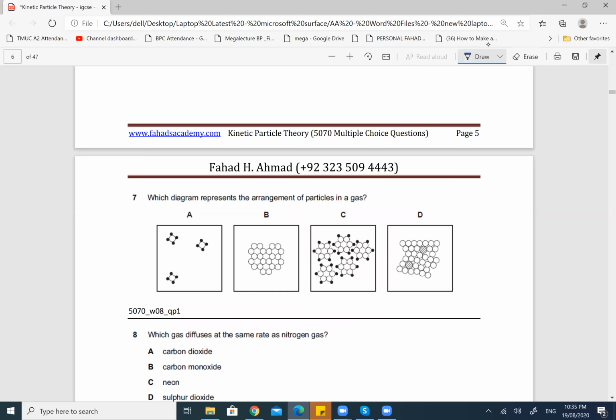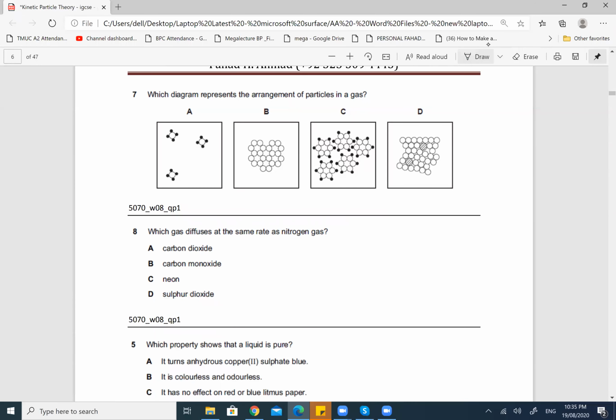The next one is which gas diffuses at the same rate as nitrogen? Although we haven't studied atoms and compounds, do you know what carbon dioxide is? CO2. Carbon monoxide, CO. Neon, I think it's a noble gas. And SO2. Remember, nitrogen is a diatomic molecule, so it's N2. We're going to study this later, but which one is the answer?